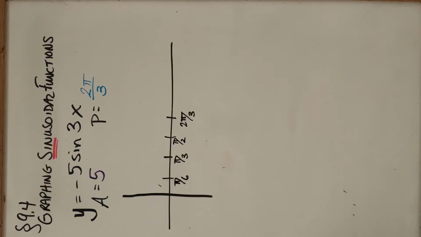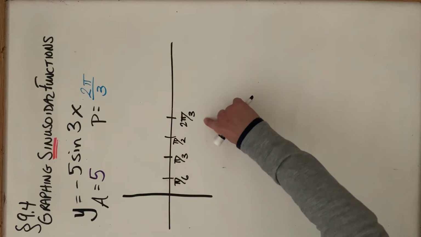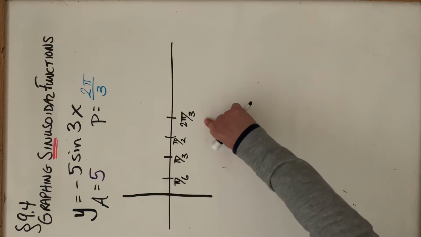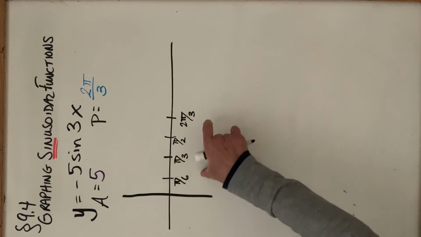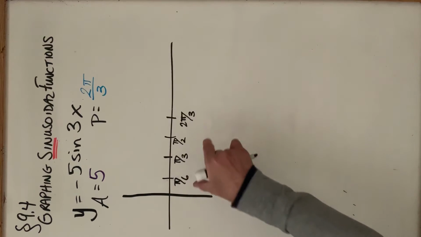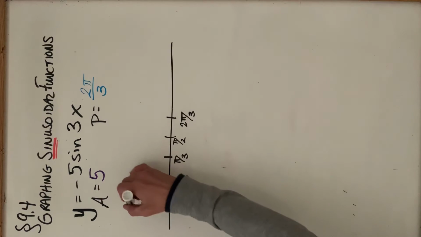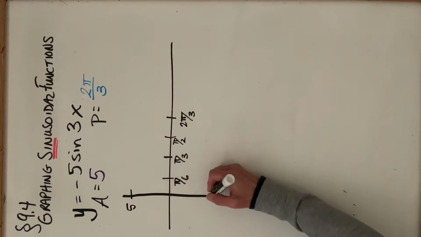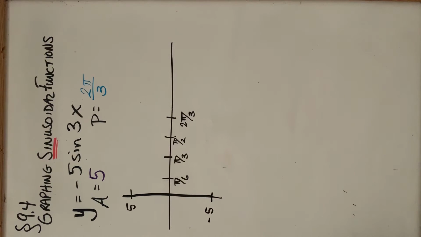So when you graph, you definitely need to have one full cycle labeled on your axis, okay? If you do more than that, it's fine, but you need to have one full cycle of the graph labeled on the x-axis, okay? All right, now we know our amplitude is 5, so our maximum value is going to be up at 5. Our minimum y value is going to be at -5. That's as fancy as we need to be with that.